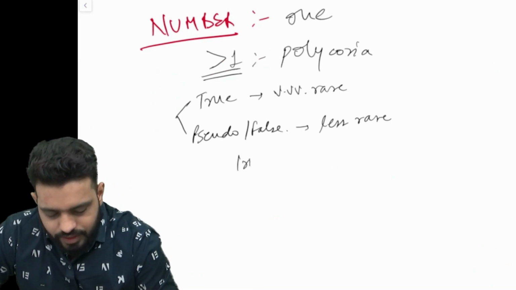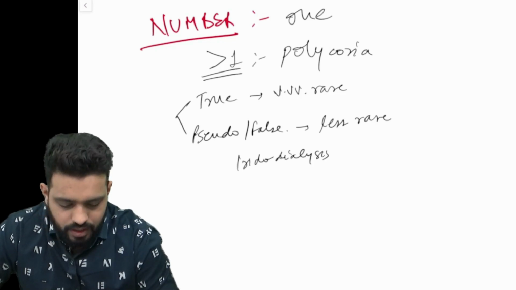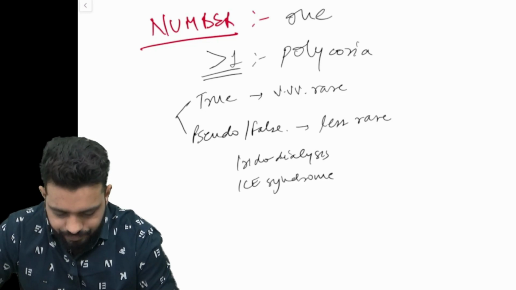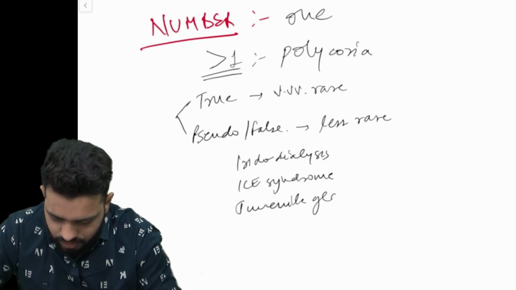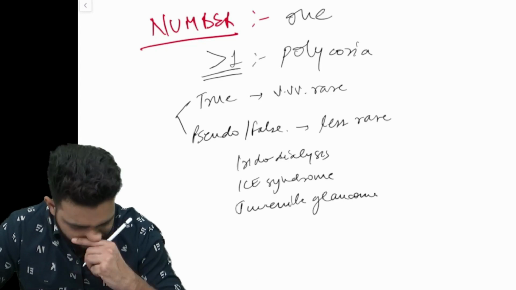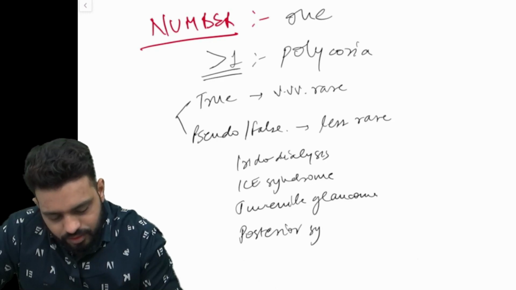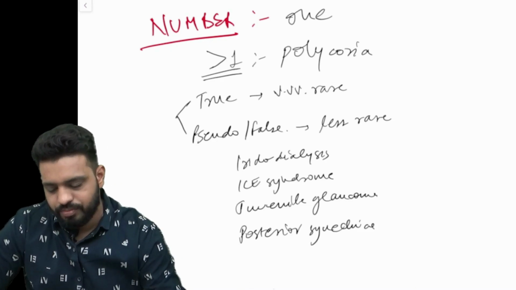So iridodialysis is one of the causes. Again, ICE syndrome is another cause. Juvenile glaucoma is the third cause, and posterior synechiae. Remember these causes. These are the causes of pseudo or false polychoria.